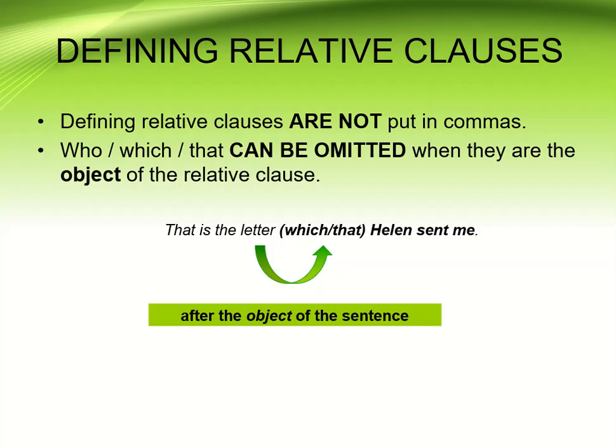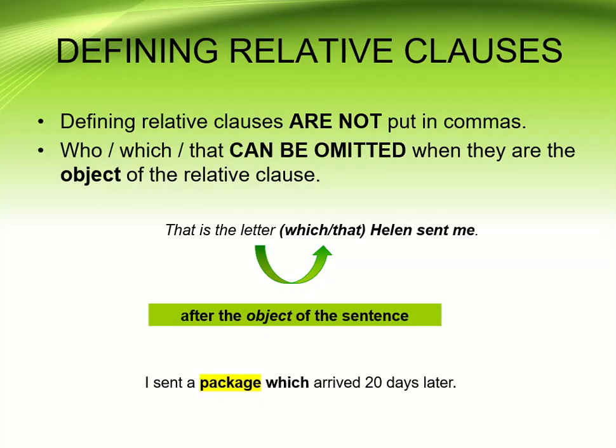In defining relative clauses, commas are not used. Who, which, that can be omitted when they are the object of the relative clause. Yo puedo omitir who, which y that en el caso de que estas sean el objeto de la relative clause. For example, that is the letter which or that Helen sent me. After the object of the sentence, you consider: that is the letter Helen sent me. Okay?